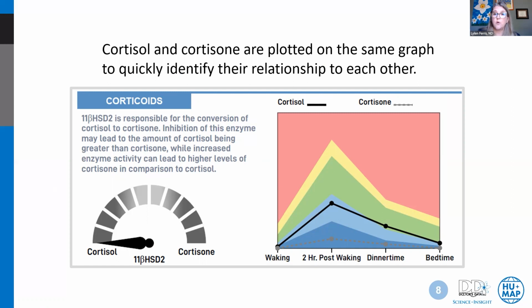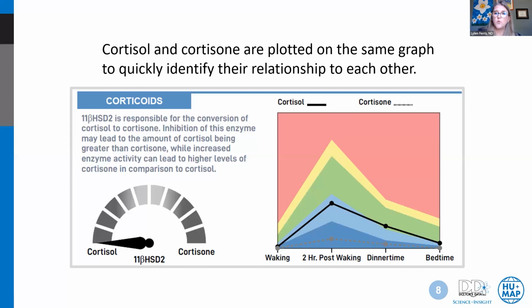Cortisol is the solid line and cortisone the dotted line. You can see, looking at the dial on the left, which reflects 11 beta HSD activity, that this patient favors cortisol. Under normal, unstressed conditions, people tend to favor cortisone. Therefore, I can see at a glance that this patient is favoring cortisol, and I can begin thinking about how there might be inflammation or insulin resistance at play.